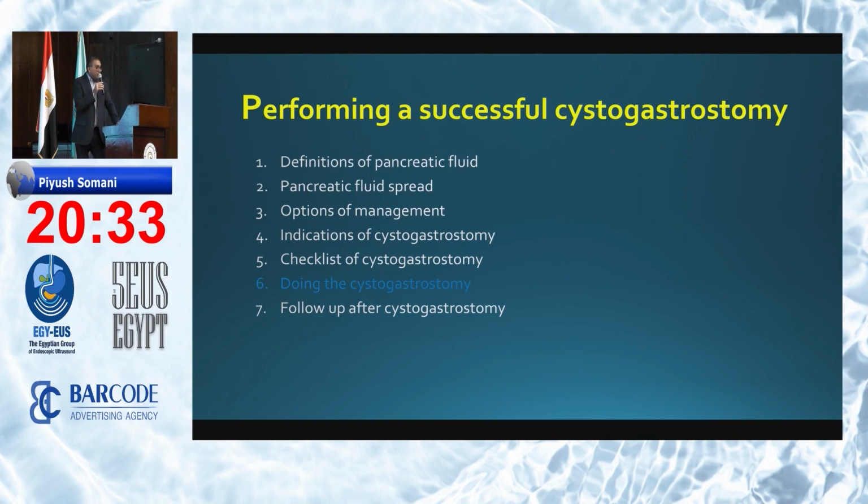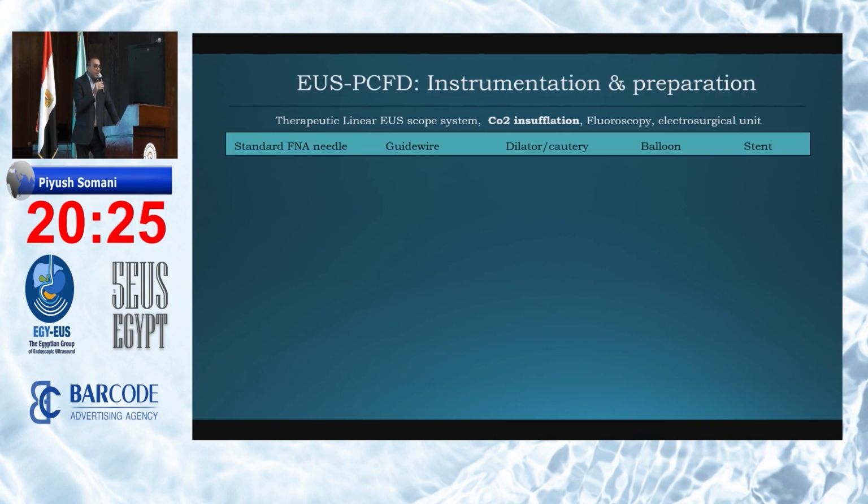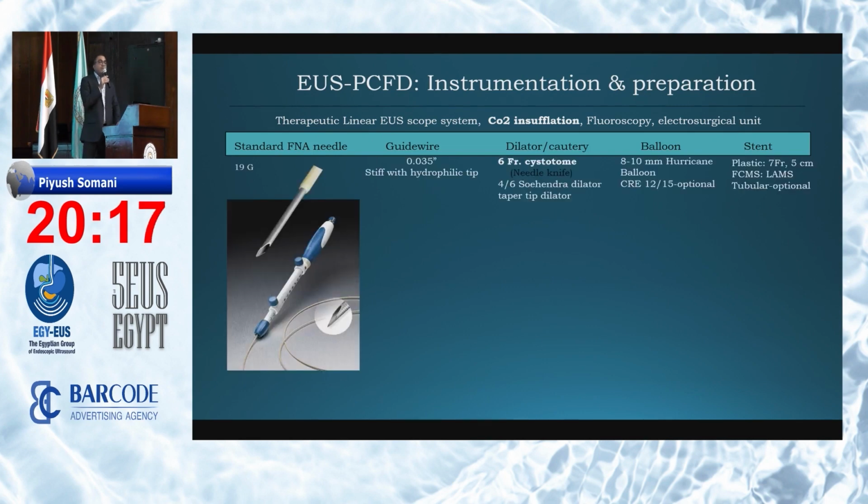How should we do the cystogastrostomy? So these are the systems. We need to have the therapeutic linear EUS, CO2 insufflation, fluoroscopy, and an electrosurgical unit. And these are the accessories which we need to have when we are planning to do the EUS guided drainage. If we are planning to put a plastic stent, which is the most common method used all over the world, we need to have a 19 gauge needle to puncture the cyst. We need to have the guide wires to go through it, the dilator, the cautery system, and obviously we should keep the balloons. There are different types of balloons which we use, whether it's a Hurricane balloon or a CRE balloon. We can use a dilator system.